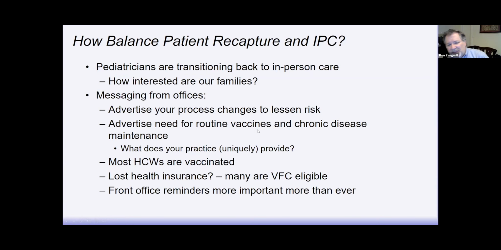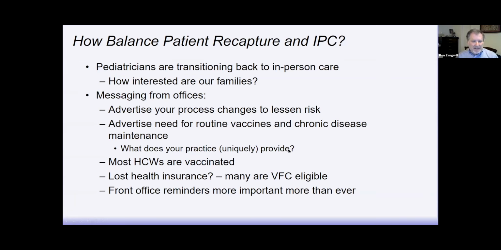The impact on routine vaccines, which I just shared with you a little bit, is not insignificant. I can tell you CDC is extraordinarily concerned about this, particularly as we move back into the fall, and how to make this catch up happen for school entry, not to mention chronic disease maintenance and everything else that pediatricians and FPs do to take care of children. And then also what your practice uniquely provides.